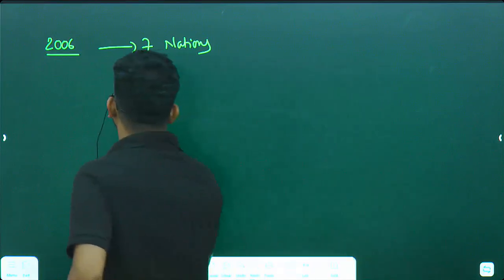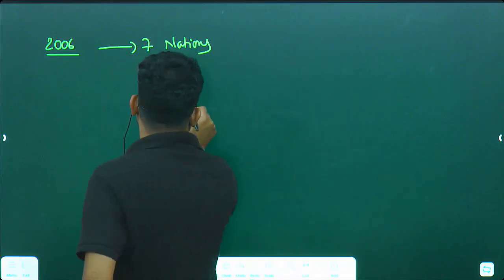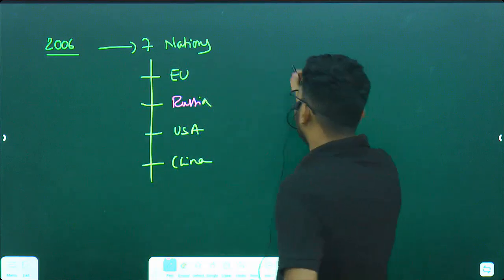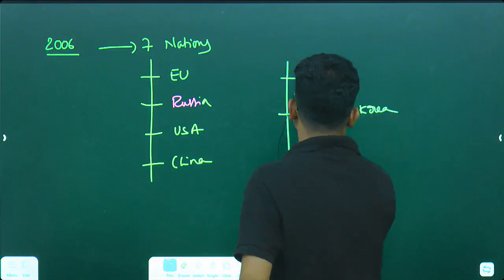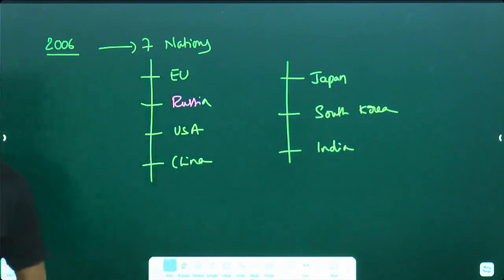First, write down the names. European Union, Russia, USA, China, Japan, South Korea, India. How many? 7. 3 plus 4, 7.